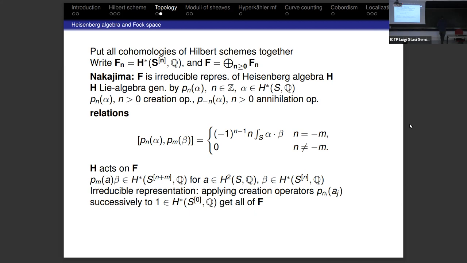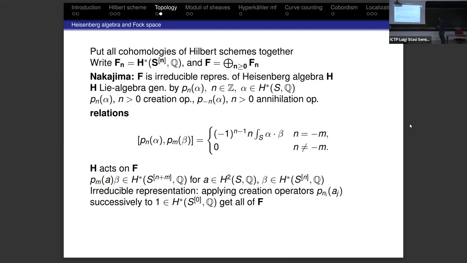So roughly, the idea is you can think of representing a cohomology class by a submanifold. And then what this would mean is that if n is positive, and this is the class of a certain submanifold corresponding to alpha, then we add to the classes which we had before the cohomology classes in the Hilbert scheme corresponding to schemes of length n which are supported on the submanifold. And the other one, P minus m, is essentially the adjoint operator with respect to the intersection pairing.